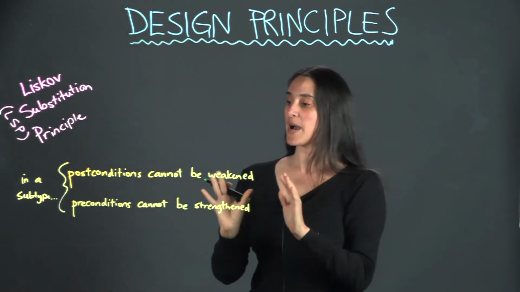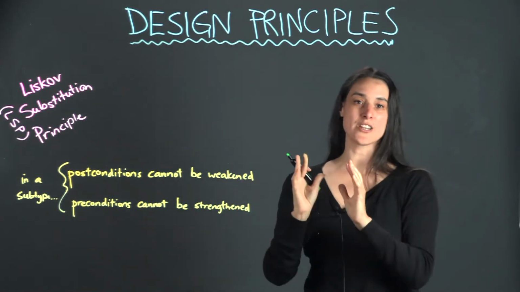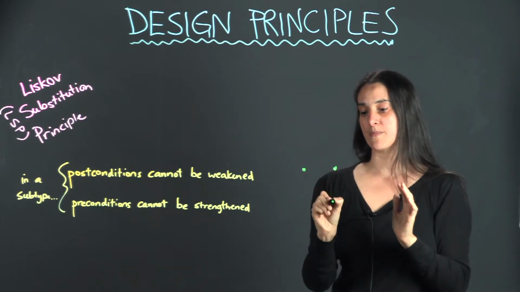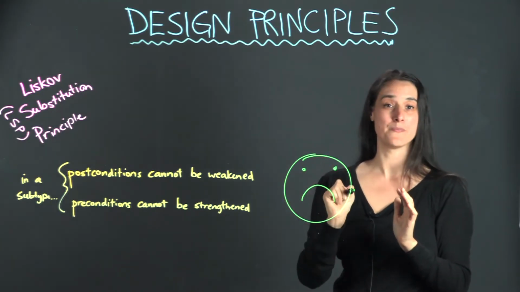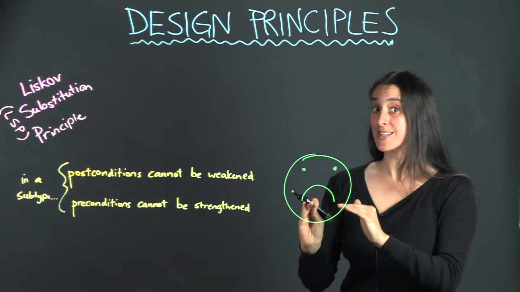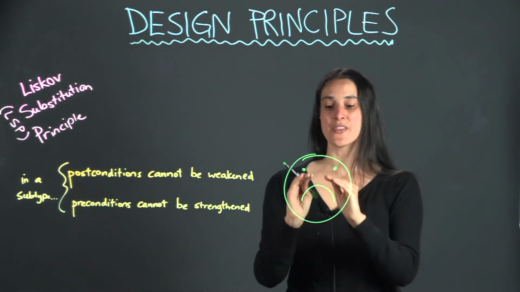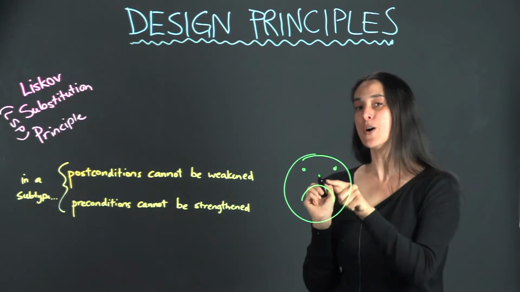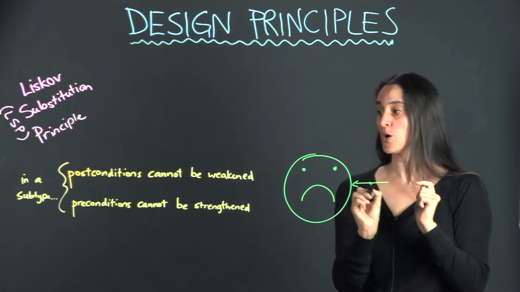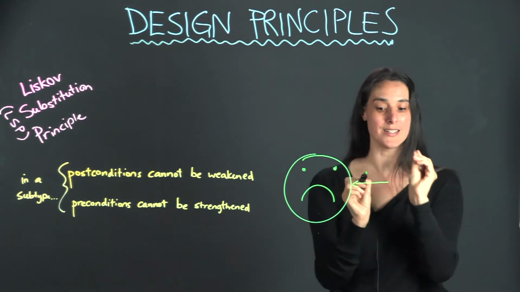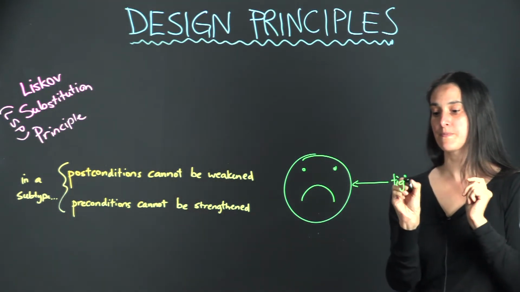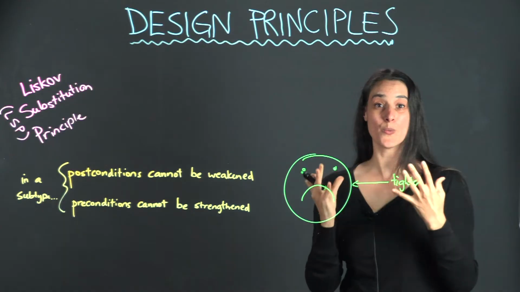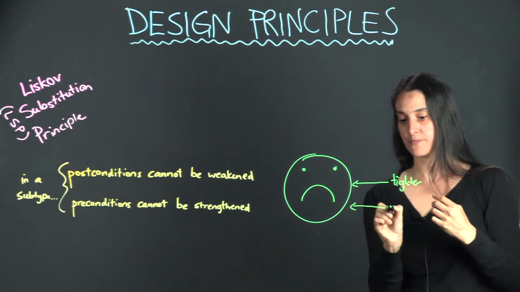So if we think about an operation that cannot be substituted, then it might be a sad operation. So it might have a frown. If we think about what a frown looks like, it's wider at the bottom than it is at the top. If we say that the top are the preconditions, then those can be narrower. So here we can have strengthened or tightened preconditions. At the bottom, we can have looser or weaker postconditions.